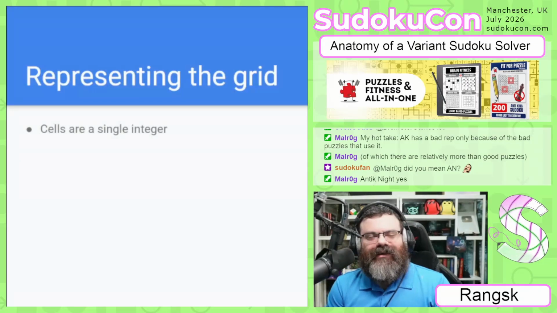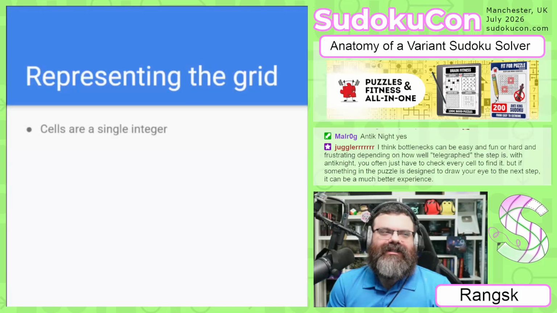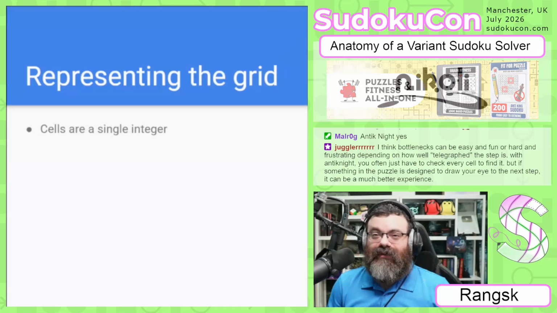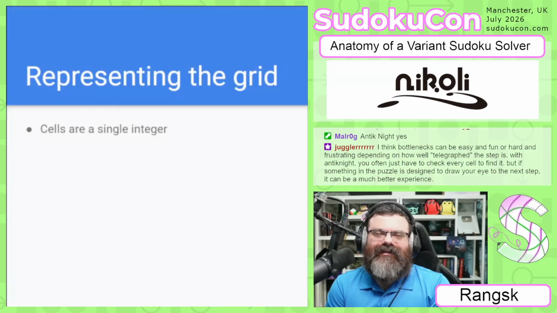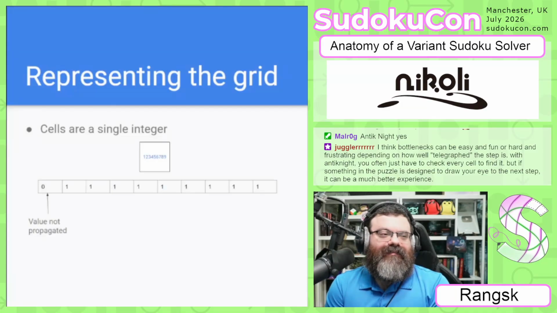And so the first thing that I want to talk about is that an individual cell is a single integer. This isn't the only way to do it, but this is my recommendation, and this is how I generally implement it. And this will make it fast. So what do I mean by that?